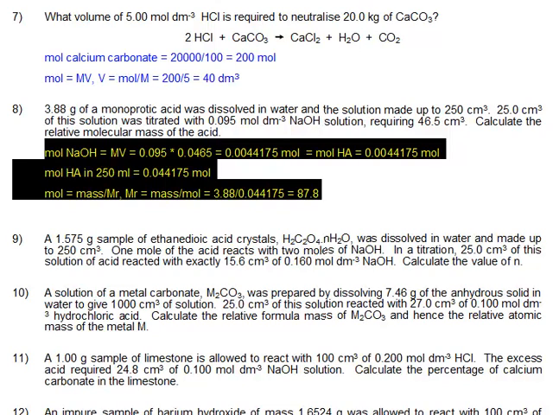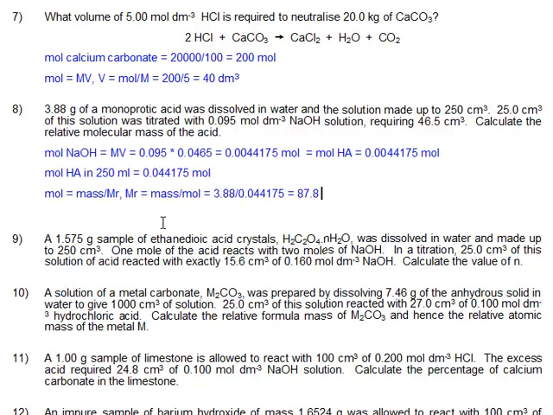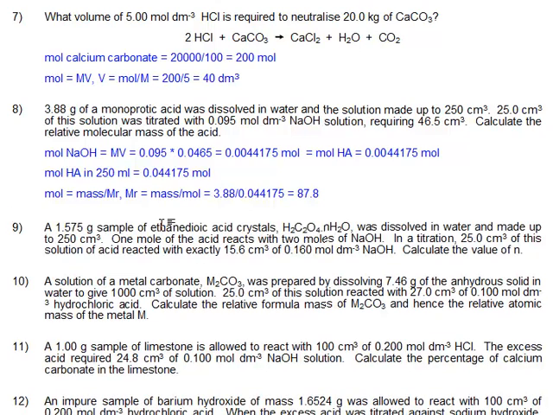I wonder what it is. I have no idea. 87.8. We take one hydrogen off it and you get 86.8. HClO3, what would that come to? Just out of curiosity, 48 plus 35.5 comes to 83.5. No, not quite. Doesn't quite make it. Never mind. Okay, on to the next question.